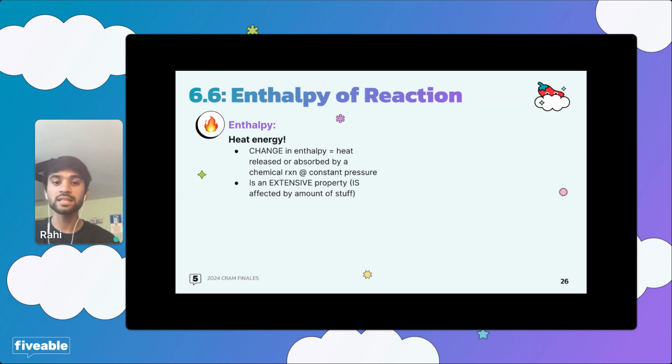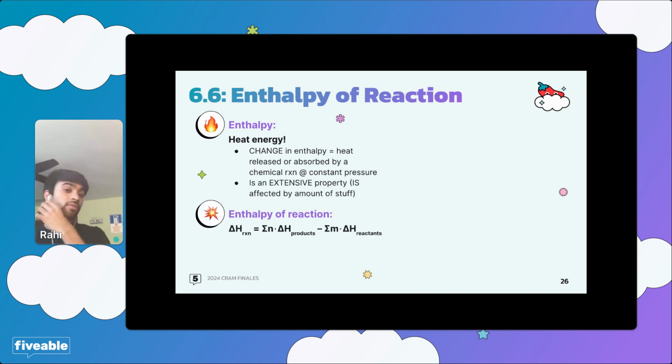Remember, it is an extensive property, which means it is affected by how much of the reaction you're doing. The overall enthalpy of a reaction, or delta H sub reaction, is the sum of the moles times the delta H of the products minus the moles times the delta H of the reactants, right? Every substance has a particular enthalpy. And if that ends up negative, it's exothermic. We'll get into that. And if it's positive, it's endothermic. That tells us something about the reaction.